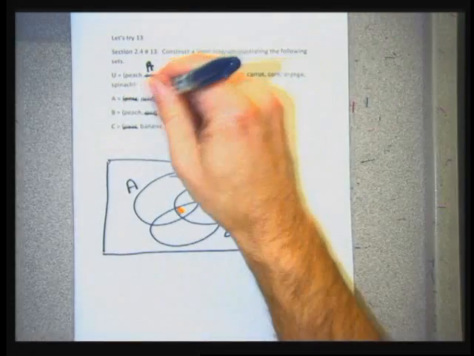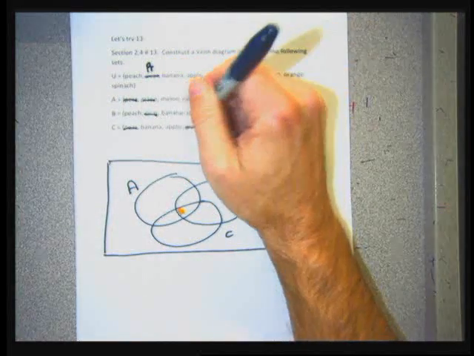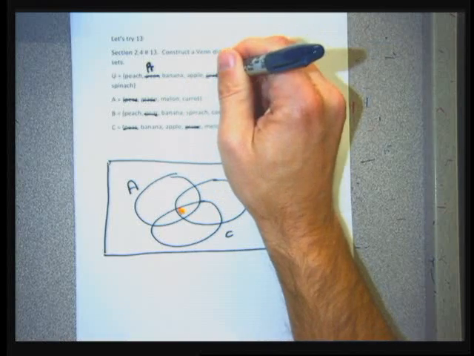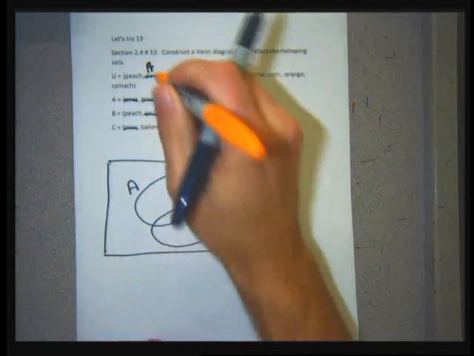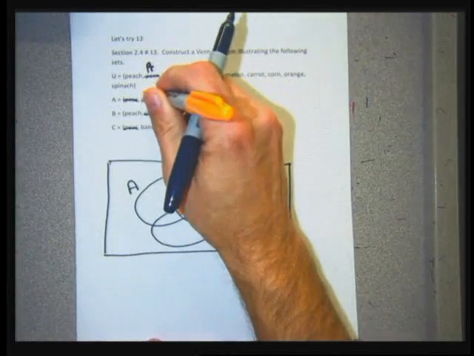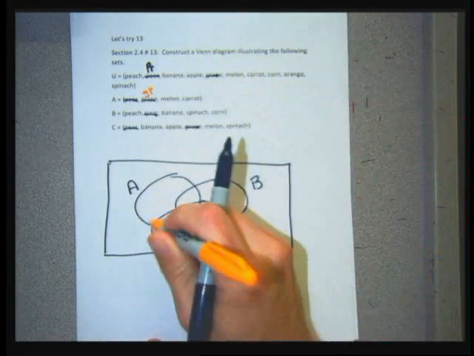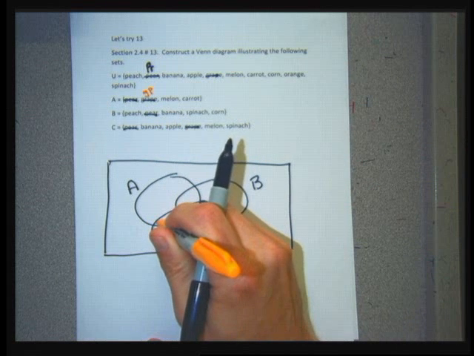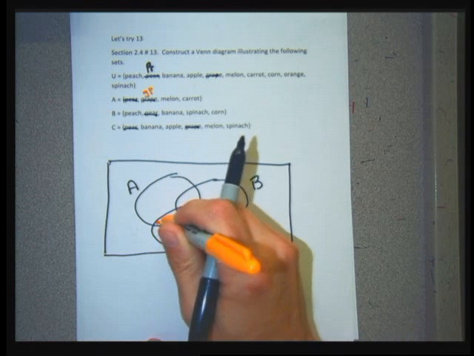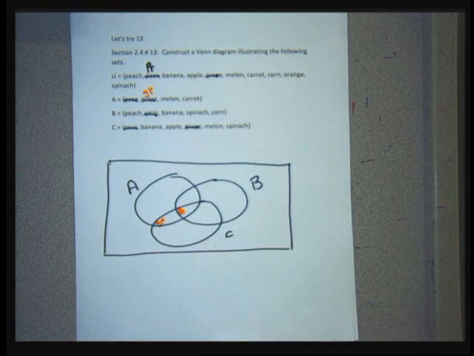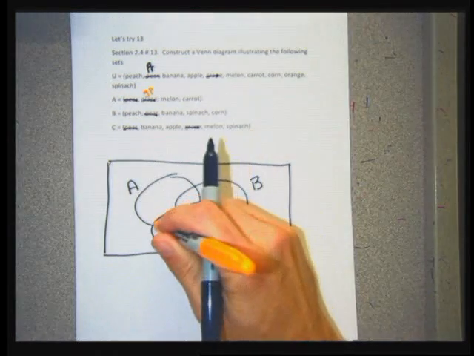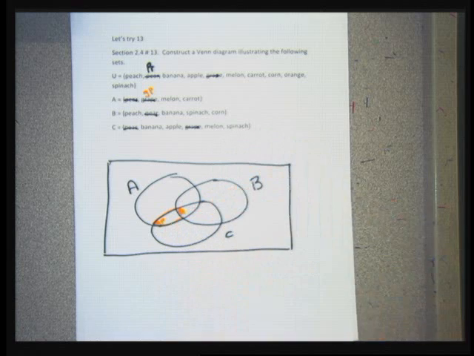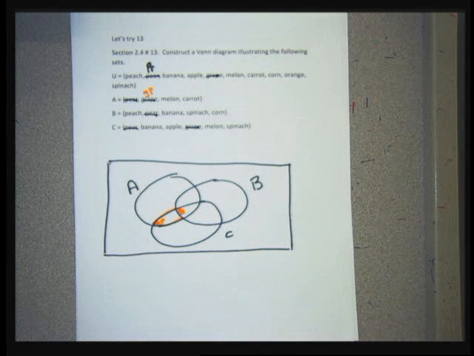Now I'm going to place grape. I see grape in the A set, I see grape in the C set and in the universe. So grape has to be where the A and the C overlap. How about GP for grape? I don't know that that's good, but I'm going to write it right here in the overlapping region between the A and the C set. So this GP, or grape, is in both the A circle and the C circle simultaneously.